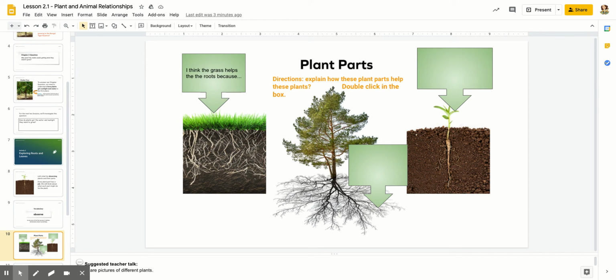Then think about the tree in the middle, double click on the green box, and explain how you think these roots are helping that tree. And then for the last box, you can double click on the carrot and explain how you think the sprouted plant is helping that carrot grow underground.